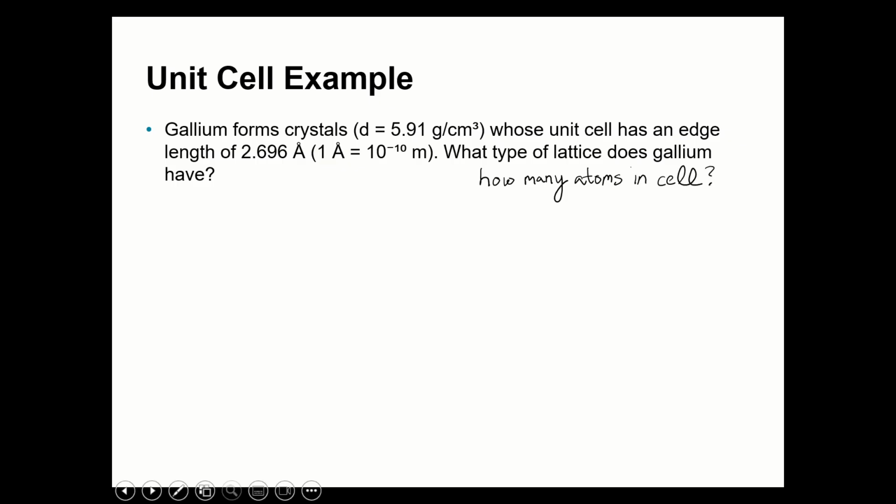And the reason we can phrase it like this is because if it's a simple cubic, that's going to be 1 atom, body-centered is 2 atoms, and face-centered is 4 atoms. So in order to determine what type of lattice that we have, we can determine the number of atoms that we have in a single cell.